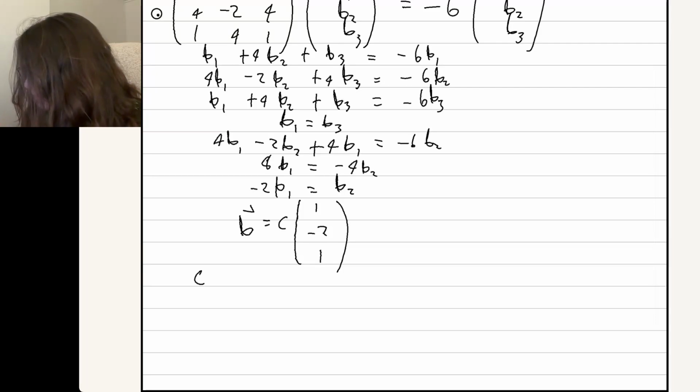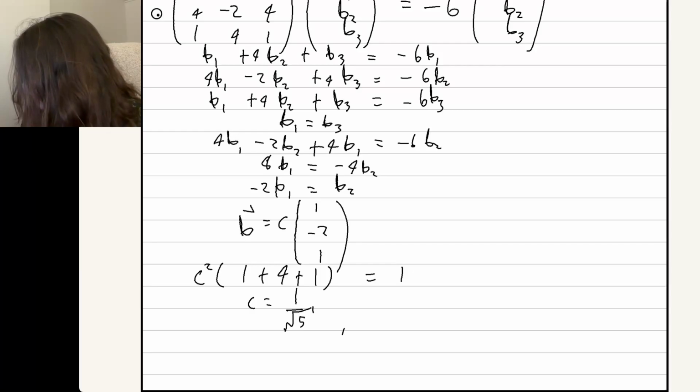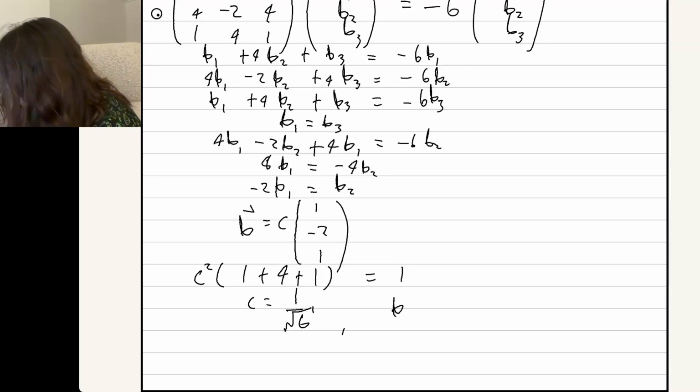So C squared now is going to be 1 plus 4 plus 1, and you don't set it equal to 0, you set it equal to 1. So C is equal to 1 over root 6, not 5. That's what you want. B normalized is 1 over root 6 times 1, minus 2, 1.